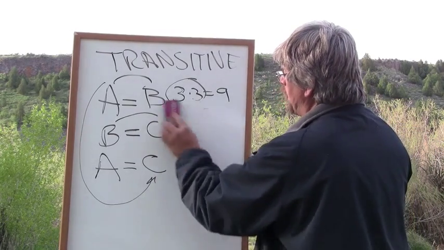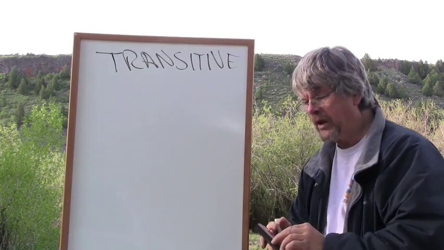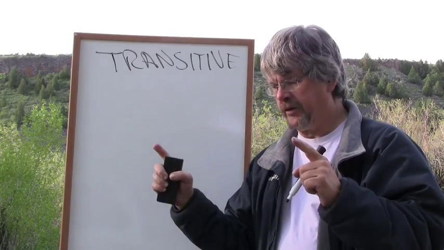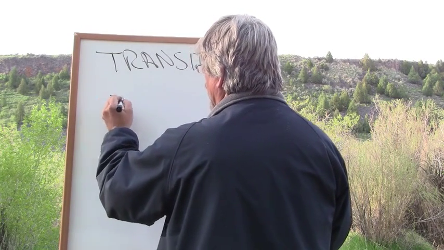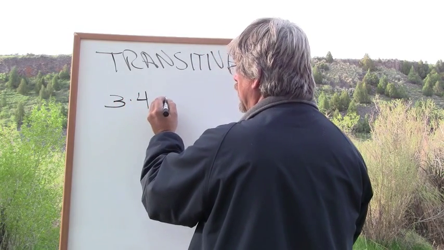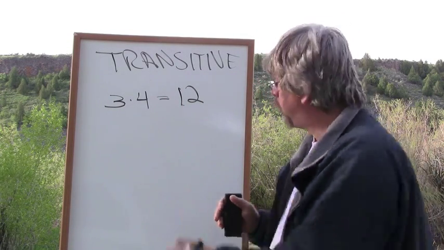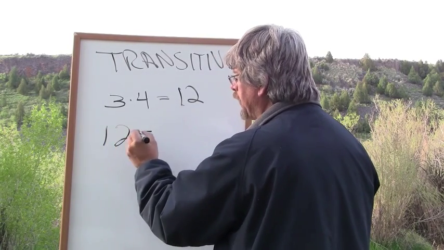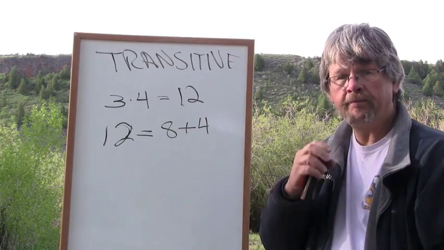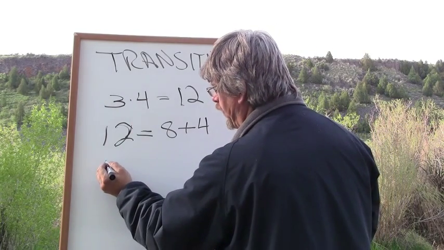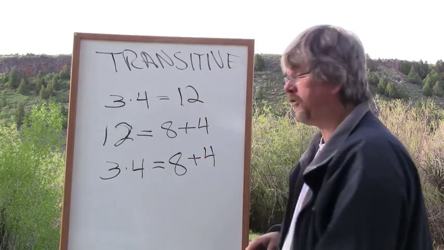Now this doesn't necessarily work with just multiplication and division either. The other nice thing to see about that, this begins to show the interrelationships of numbers back and forth. We can have 3 times 4 equals 12, right? Basic math. 12, we can say, is also equal to 8 plus 4. Therefore, 3 times 4 is equal to 8 plus 4.